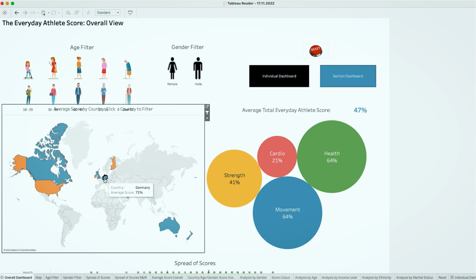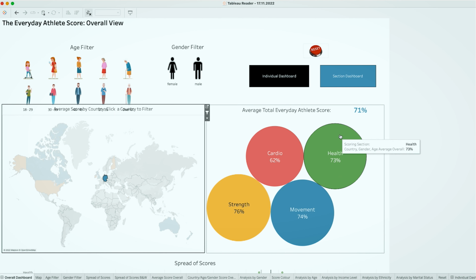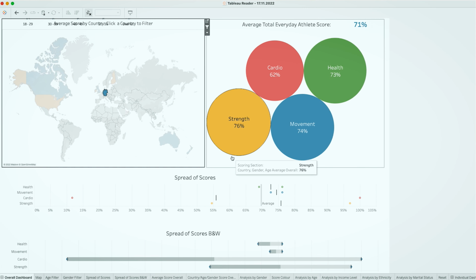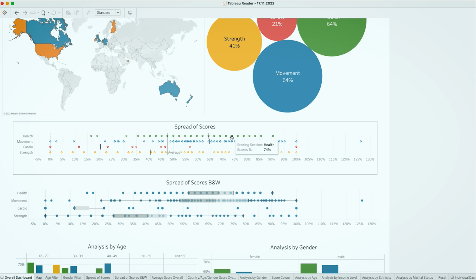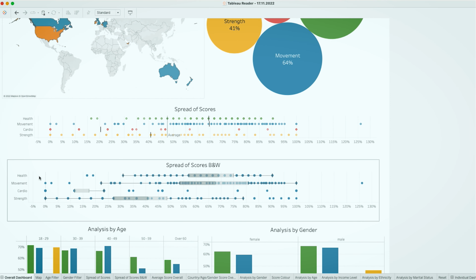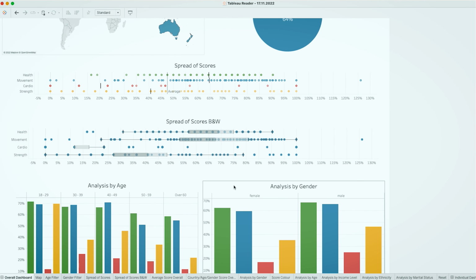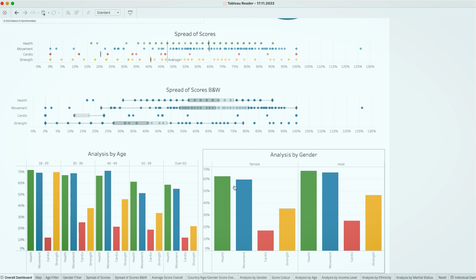We can break them down per country. So if I click on Germany, you can see that's the scores we've got here. 62 cardio, health 73, 74, 76 accordingly. Now we scroll down, we can see the spread of scores. If I reset that as well and come down, you can see the spread of scores, and we're seeing averages of where people hit in each of the 4 pillars: health, movement, strength and cardio, and the spread down here. And we can see analysis by age and by gender too of what is going on. So the average scores for females are 62%, male is slightly higher at 67%, which is slightly surprising, but that's the data we're collecting and trying to use it to predict and see what's happening around the world.